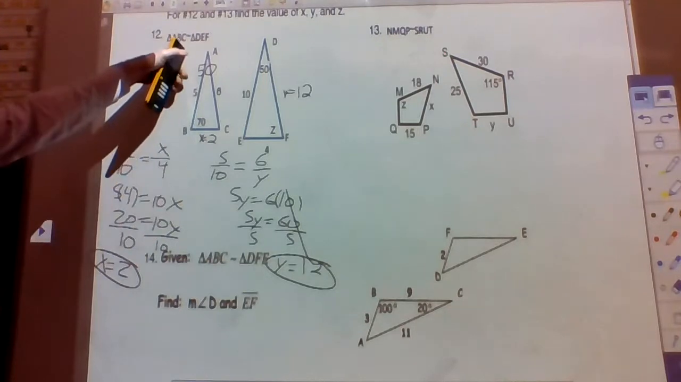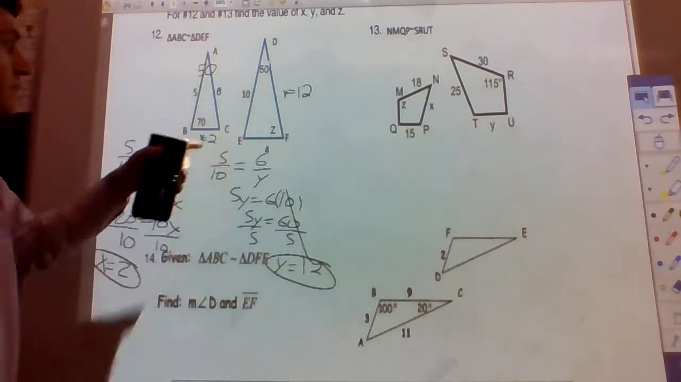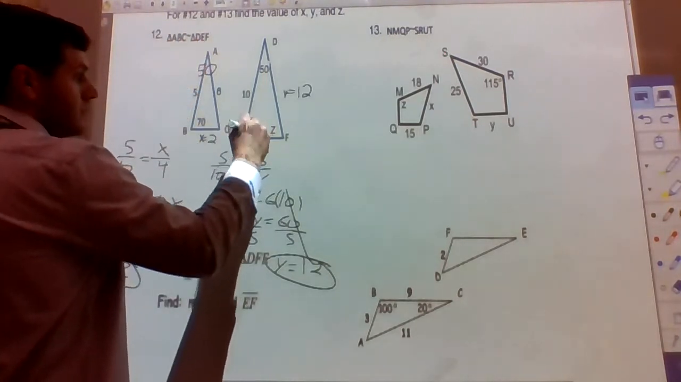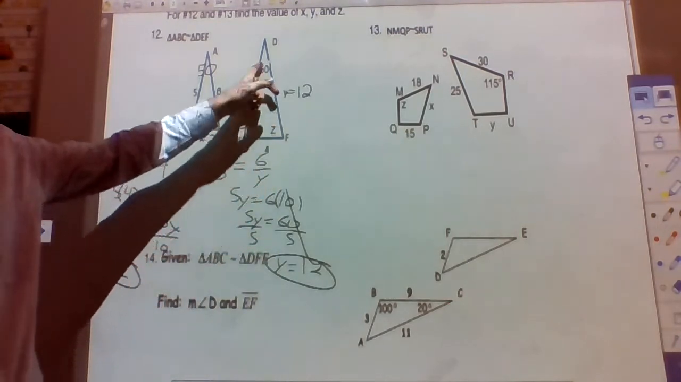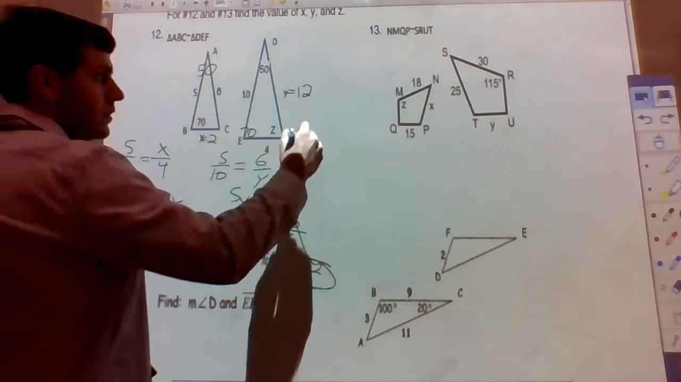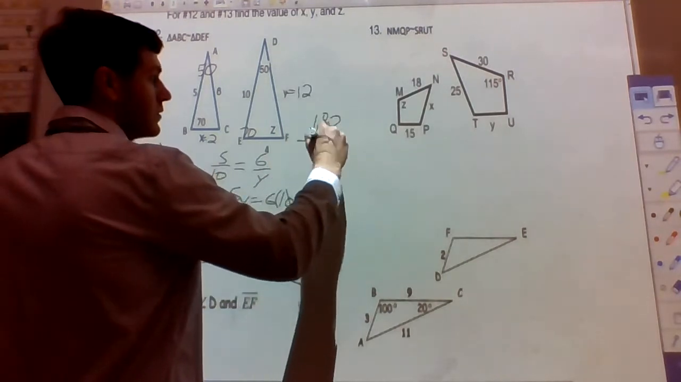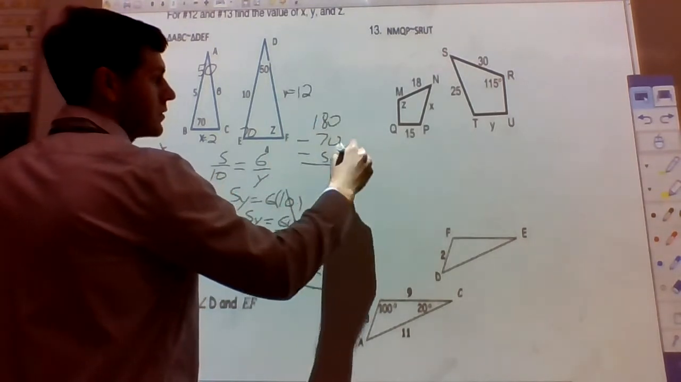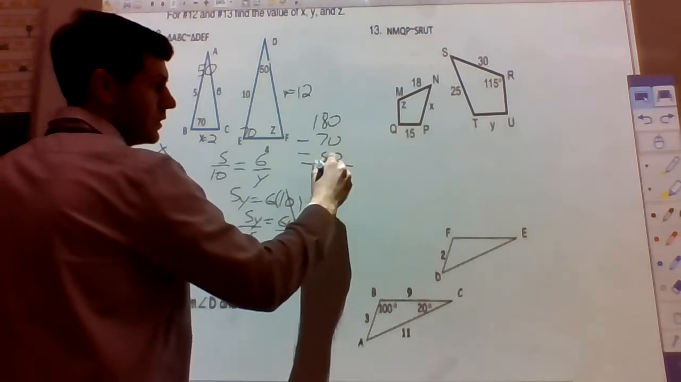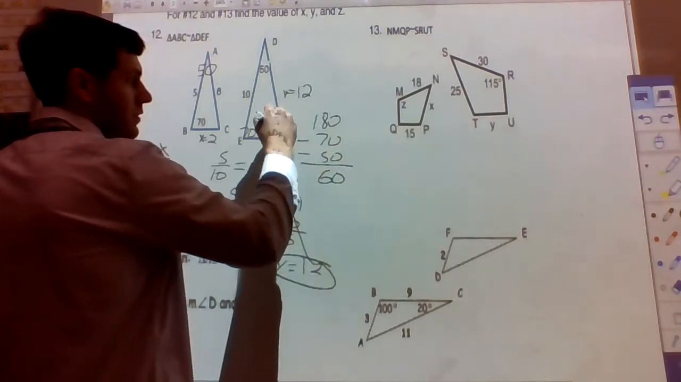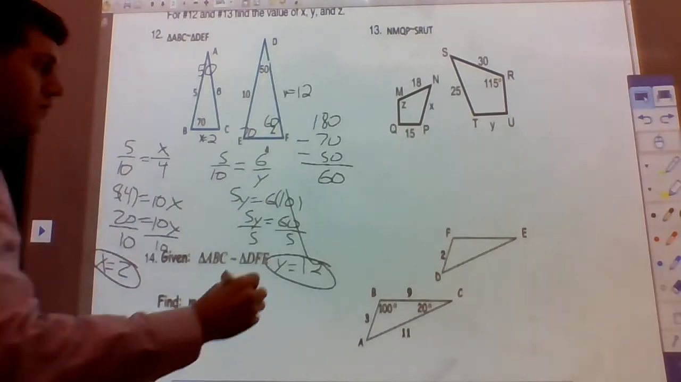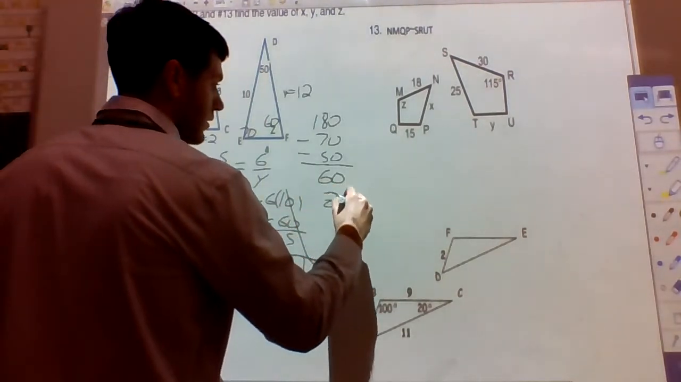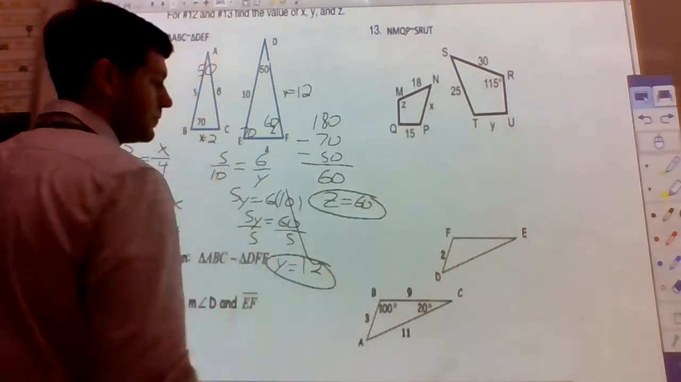Angle B corresponds with angle E. So if B is 70, E is also 70. How do we find Z? These three angles should add up to 180. So 180 minus 70 minus 50, that's 110 minus 50, which is 60. So Z has to be 60 because these three angles have to add up to 180. So Z equals 60 degrees.